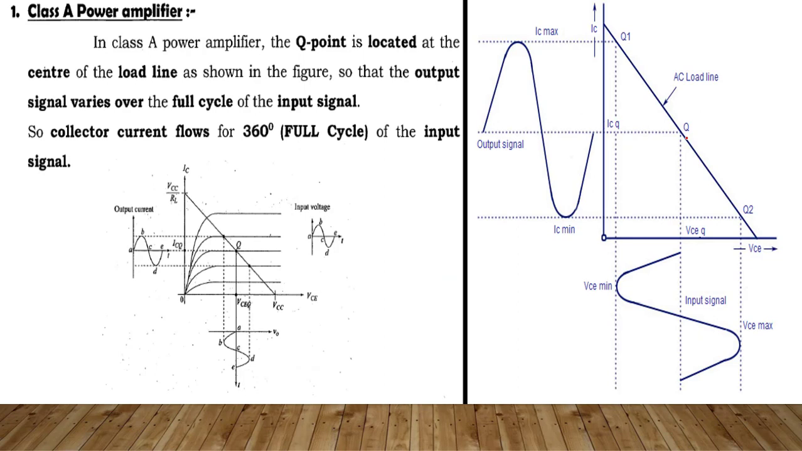One by one we will check what happens. Usually in a class A amplifier, as I already told, the Q point is in the middle.